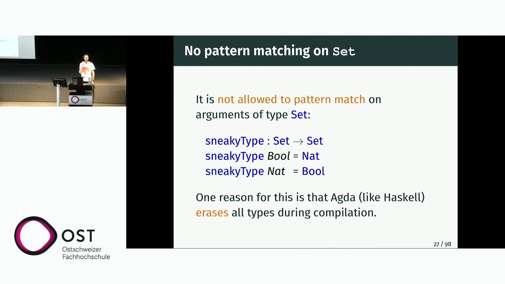And then, like I said before, it's not allowed to pattern match on types, so this is not a valid function. If you write this in Agda, it will not recognize Bool as being a pattern. It will just think Bool is the name of a pattern variable. So it will be accepted, but it will be a constant function that always returns not, and the second clause will be marked as redundant. One reason why it is not accepted to pattern match on types is that, just like Haskell, all types are erased during compilation, so there's no trace of them left at runtime.